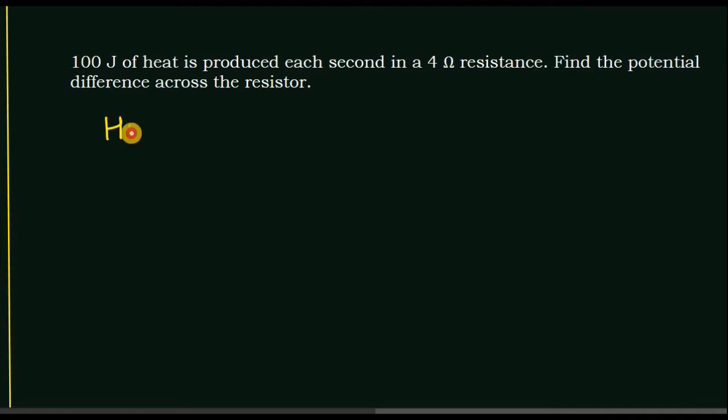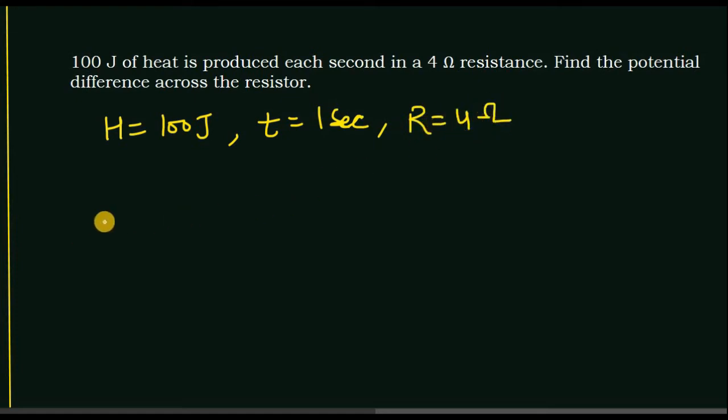So what is given first? H equals 100 joule. Each second means 1 second. The time is given as 1 second. It is not given numerically, not in the form of 2 second or 3 second, it is just written each second. So here we'll write time in place of each second. It is 1 second and the resistance is 4 ohm.